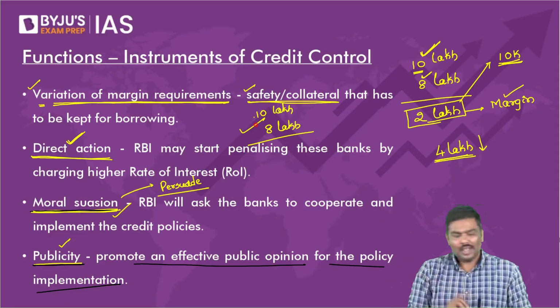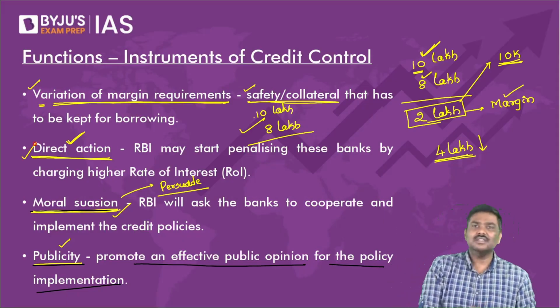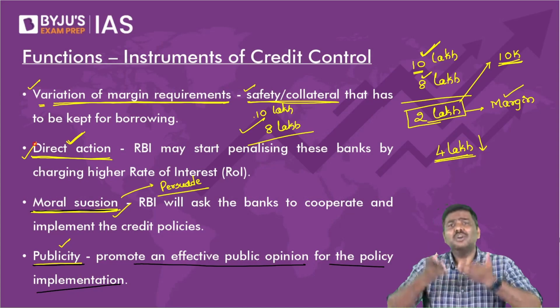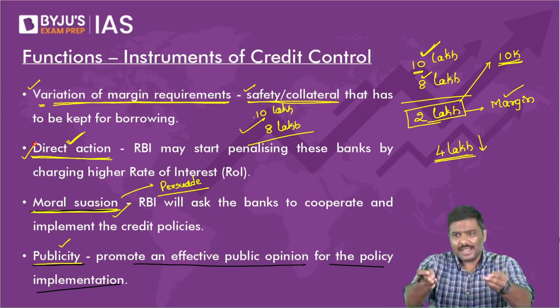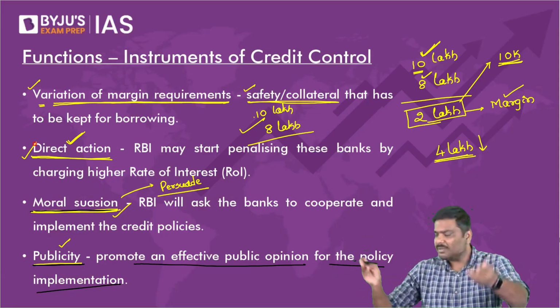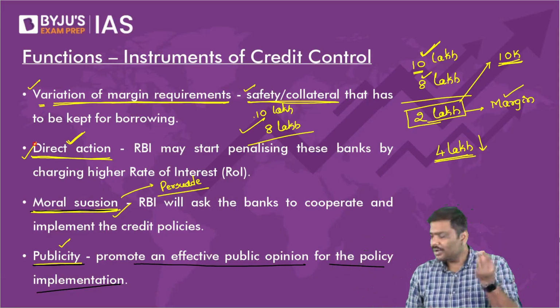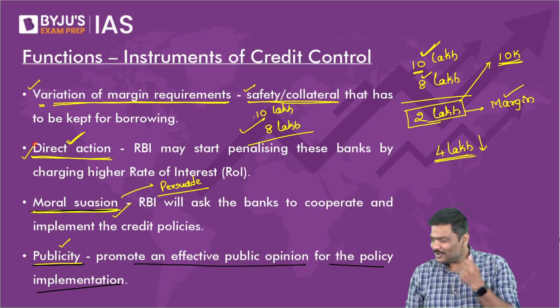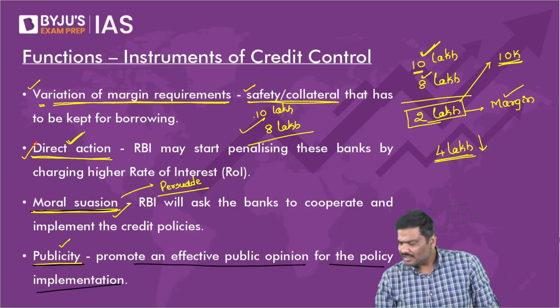Direct action simply means RBI will impose penalties. I do not understand some of the students. These are asking about direct action. RBI will impose penalties because you are a bank and you are not following guidelines. RBI will impose penalties. How difficult is it to understand? So understand this.